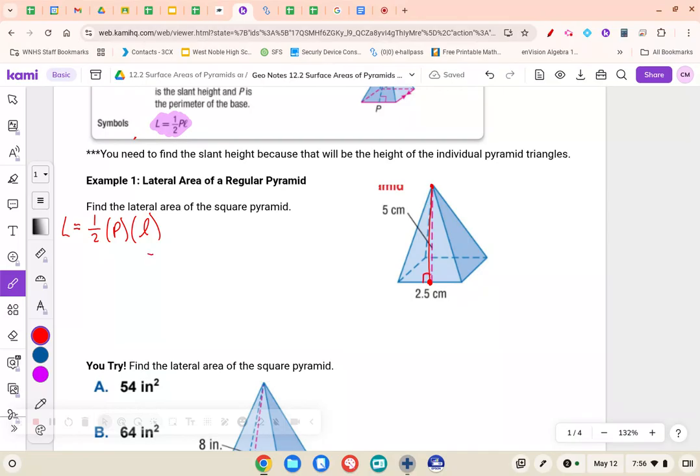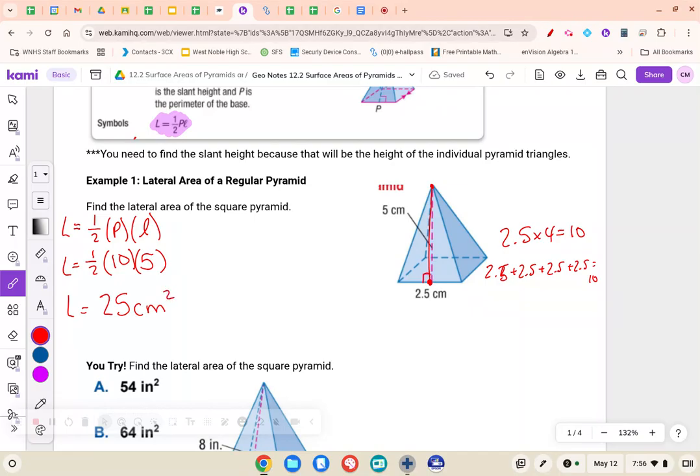That's our slant height. In this case, they gave it to us. It is 5. Our perimeter is 2.5 times 4, because there are 4 sides of that base, or 10. Otherwise, you can just take 2.5 and add that 4 times. That will also give you the perimeter of 10. And then we multiply that by 1/2. Once you plug this into your calculator, you get that your lateral area is 25, and it's in centimeters, so square centimeters.